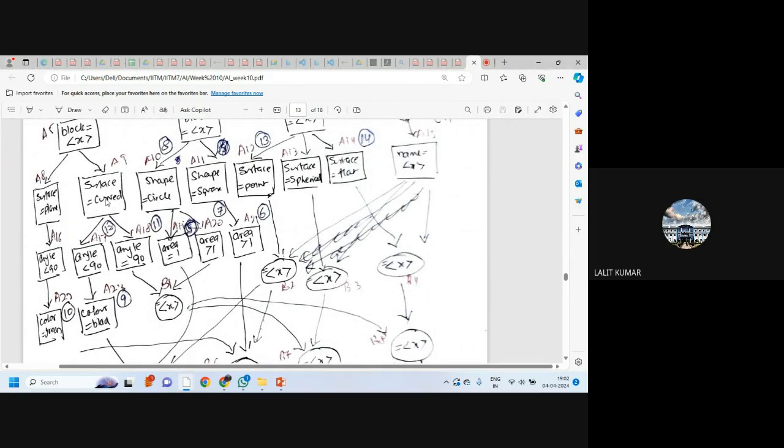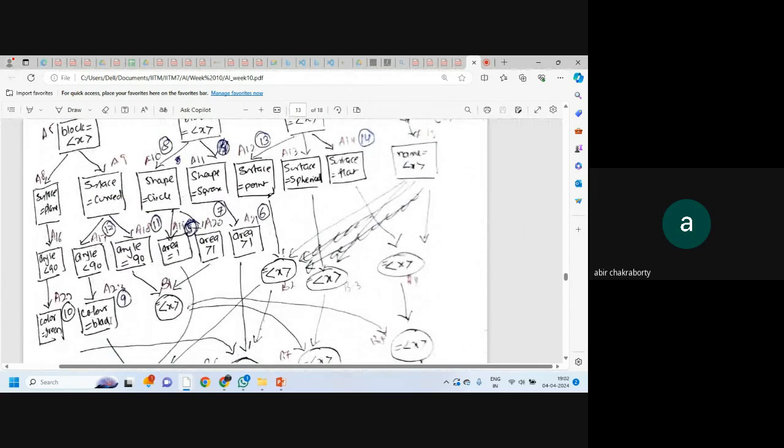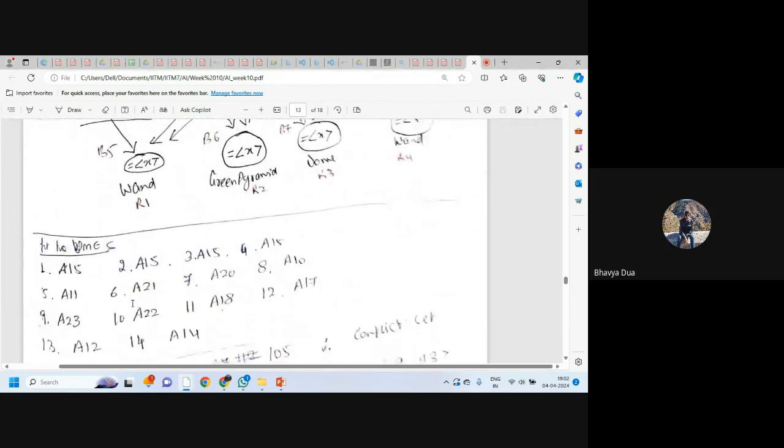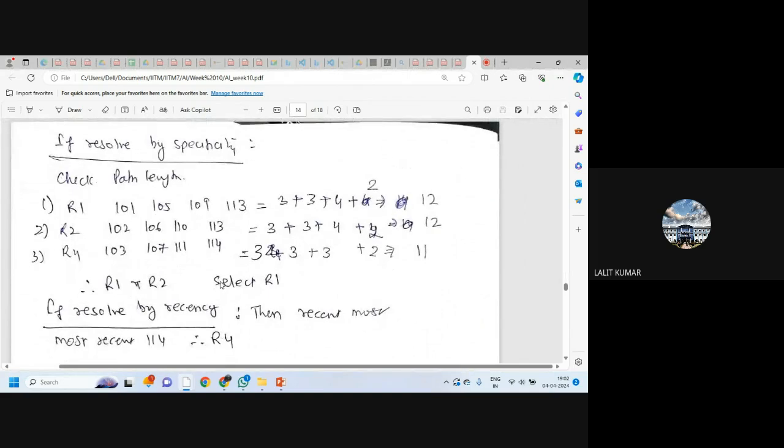1, 2, 3, 4, 5. From this level we can see here, right? So this is the longest path, so R1. I took this. So for specificity, R1. We check the alpha nodes.